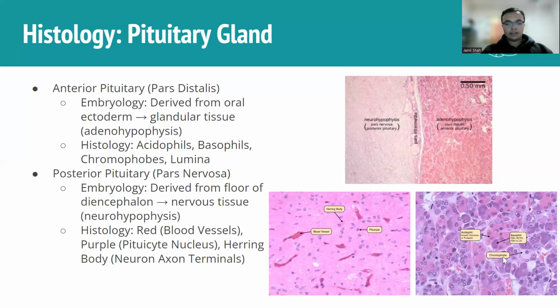All right. Now we're going to take a look at the posterior pituitary. It's got a very different structure under microscope. So in red, you can see over here, it's staining pretty intense red, are those blood vessels that pass through the nervous tissue. And you also have in purple, the nucleus of the pituicytes that exist here. And you can also appreciate something called Herring bodies, which represent the neuron axon terminals. So all three components can be seen on the image here.